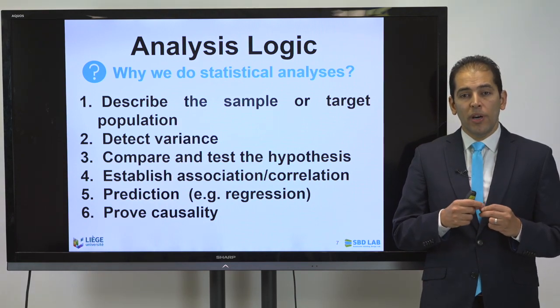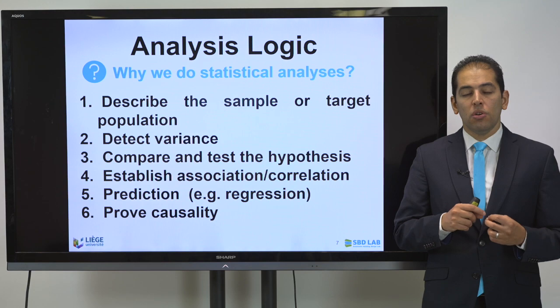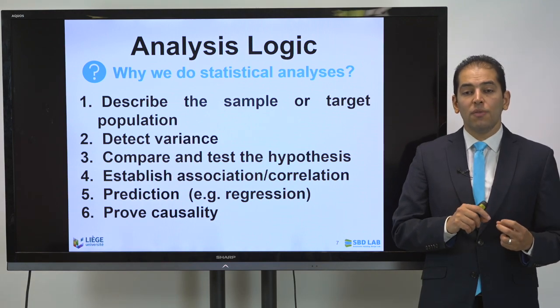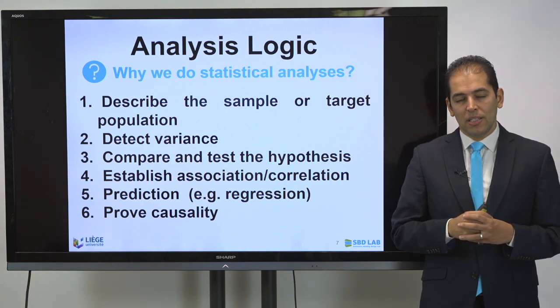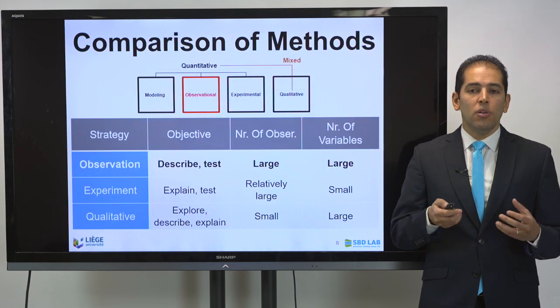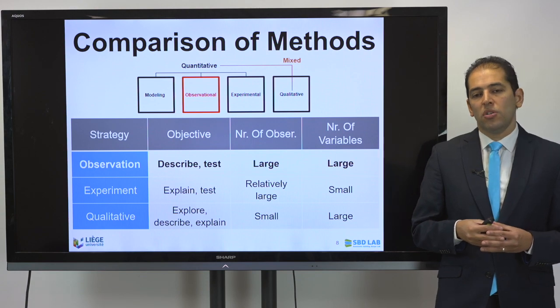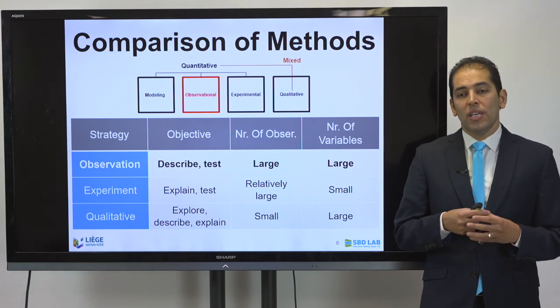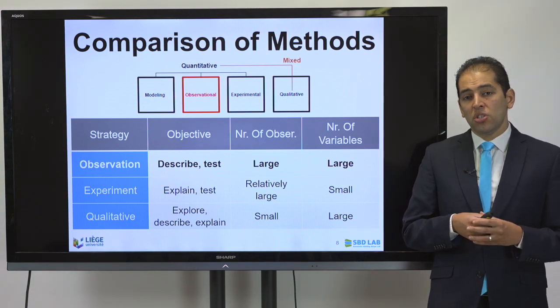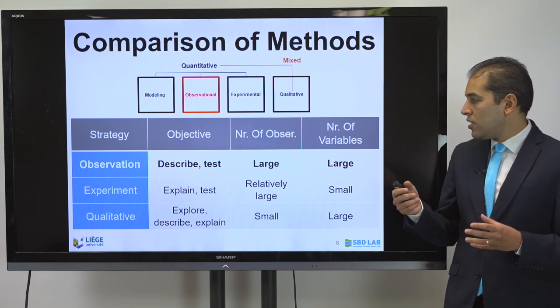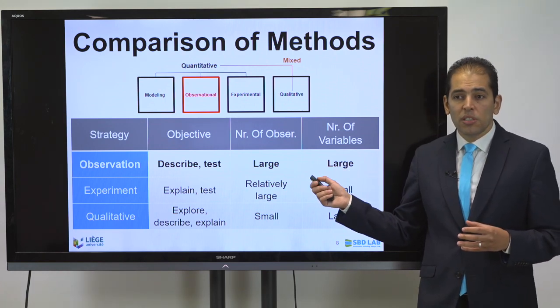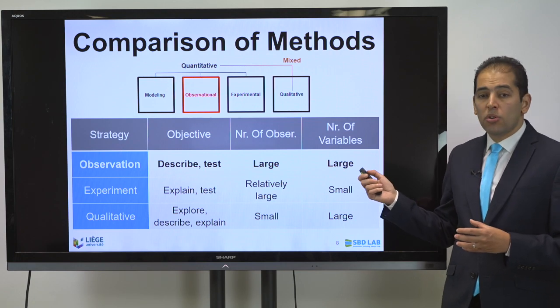So you need to be aware that any test you are conducting, you need to know which test you are conducting for which purpose in statistical stages. Now, when we look at the particularity of observational research compared to experimental research, for example, or qualitative research, we can see that observational research has 2 main features. It requires a large number of observations, and it depends also on large number of variables.